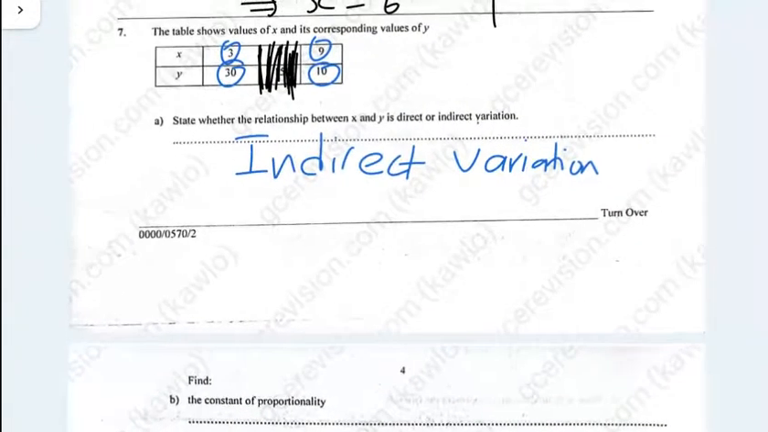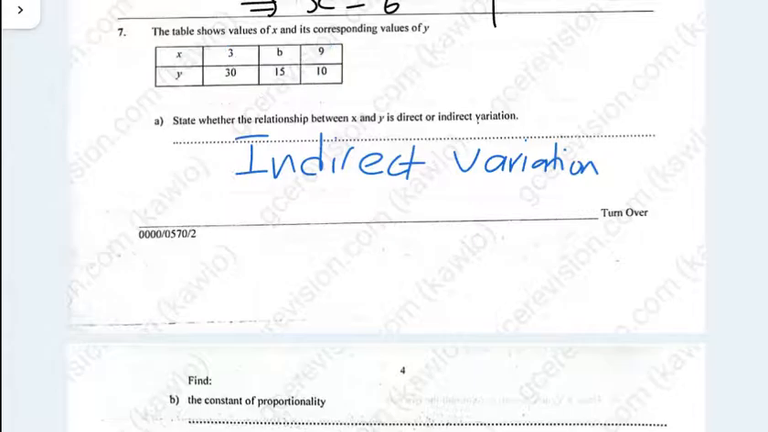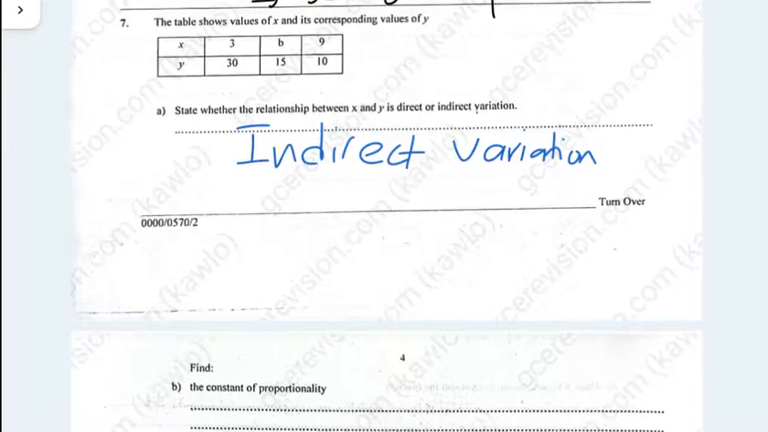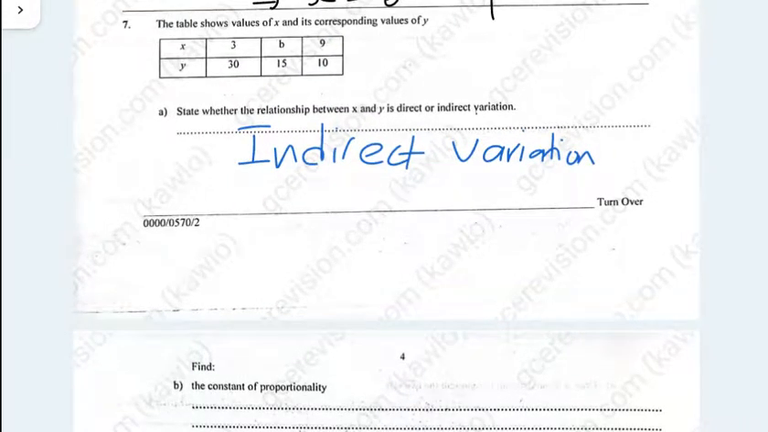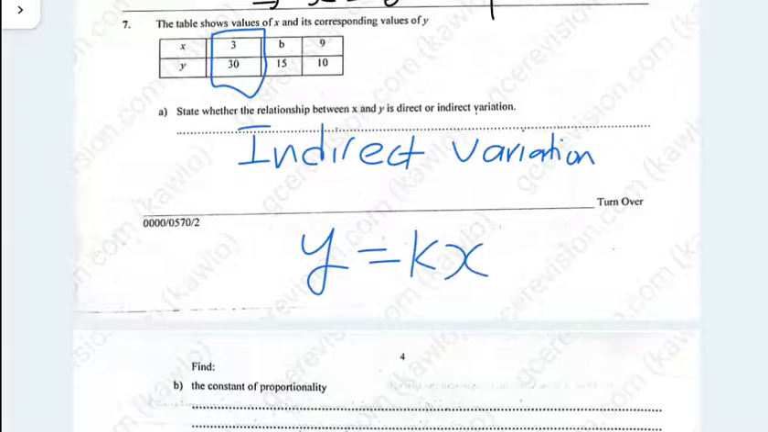And now the B part says find the constant of proportionality. So how do we find the constant of proportionality? We can take any of the pair of points, right? So we can take this first one to get the constant, because normally we will have y is equal to kx. Okay, y is equal to kx.